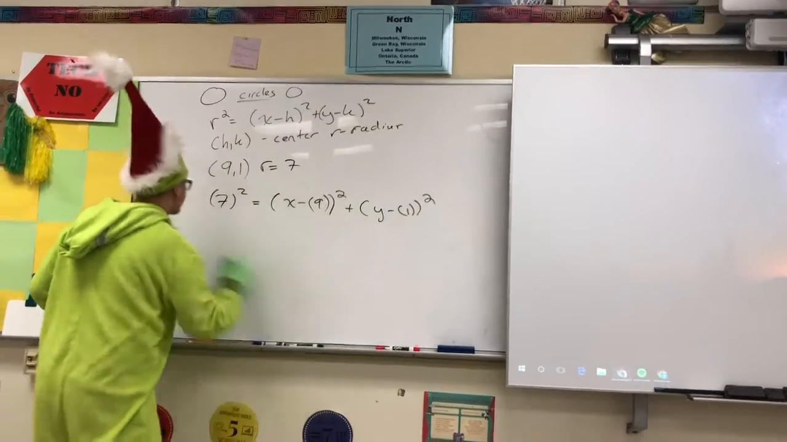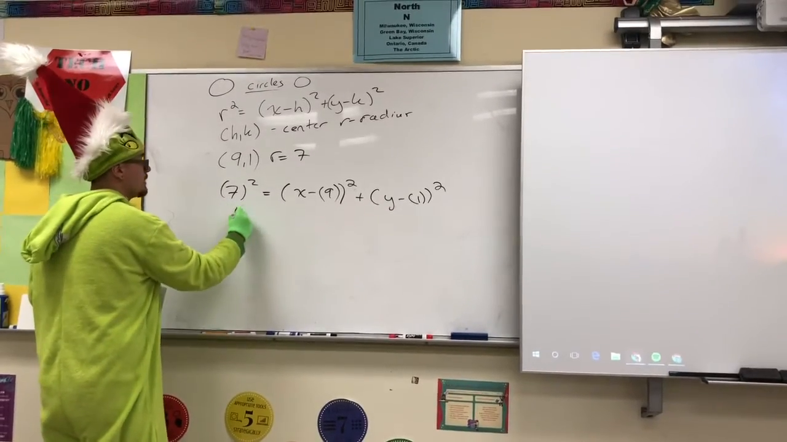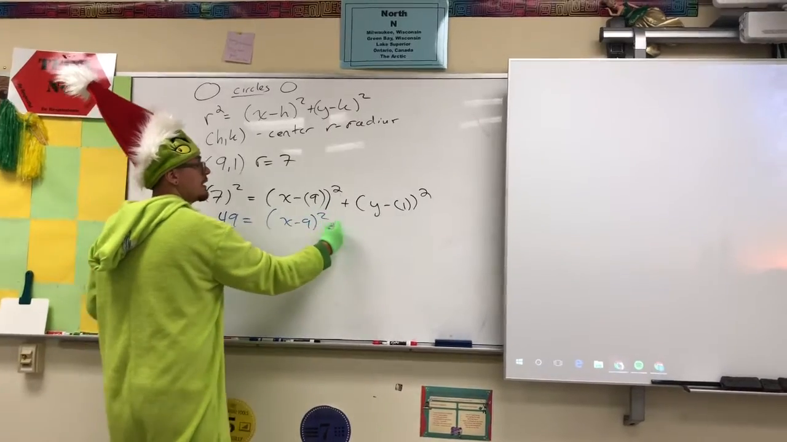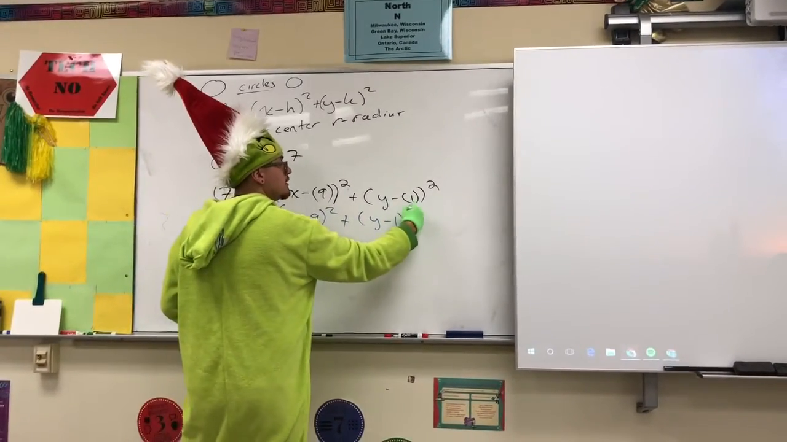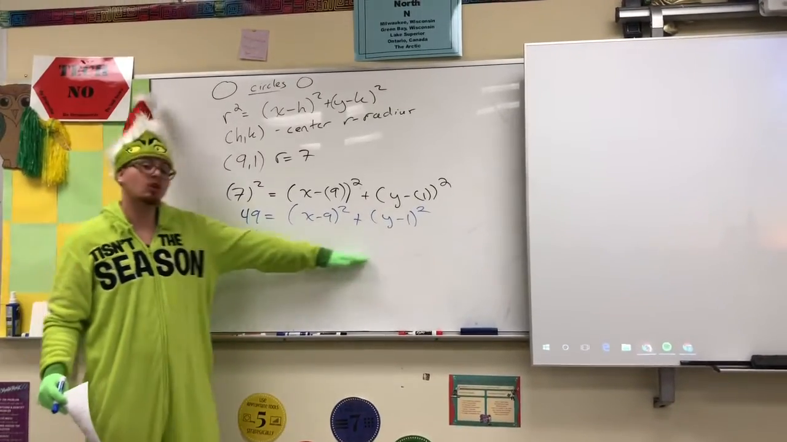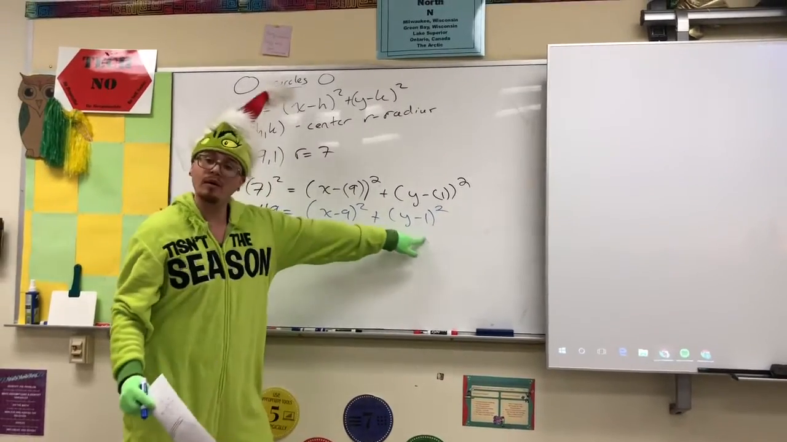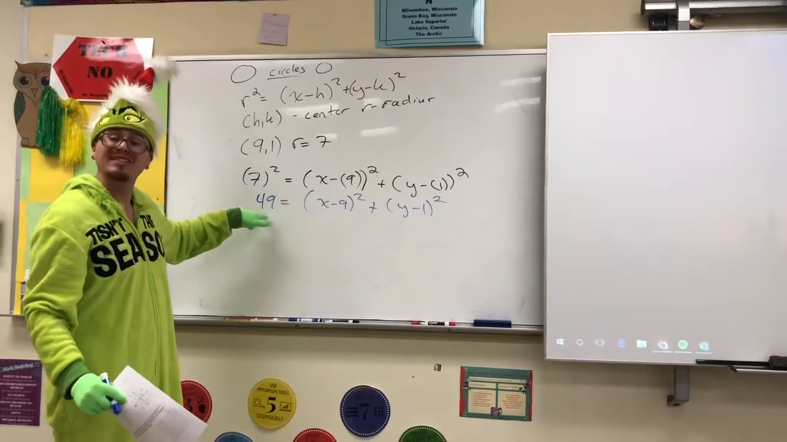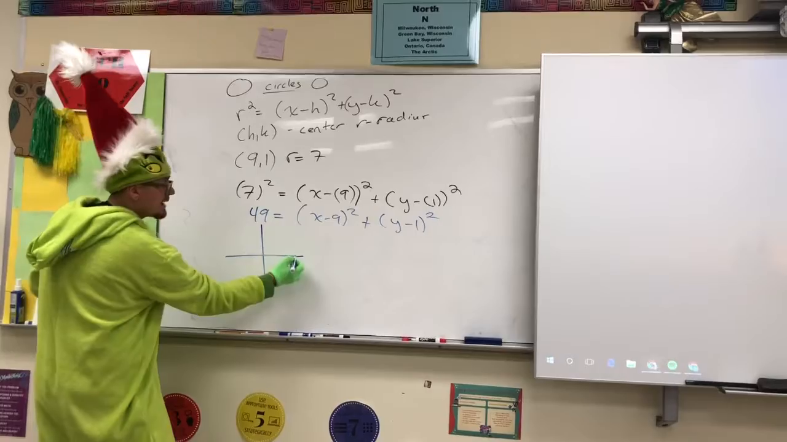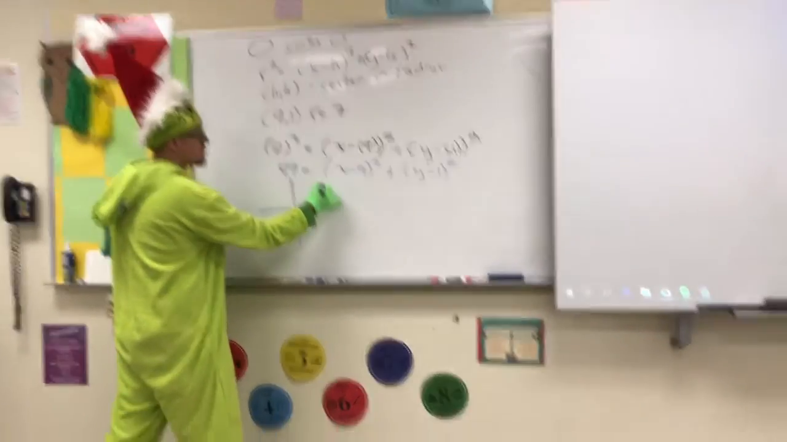Now you do want to clean this up and make sure that we simplify. So 7 squared is 49 equals x minus 9 squared plus y minus 1 squared. This is the standard form equation of what a circle looks like. If you see this, you should know right away that the center point is 9 comma 1, and the radius is the square root of 49, which is 7. So to sketch the graph, 9 comma 1 is my center point, and then I would go up 7 in each direction.